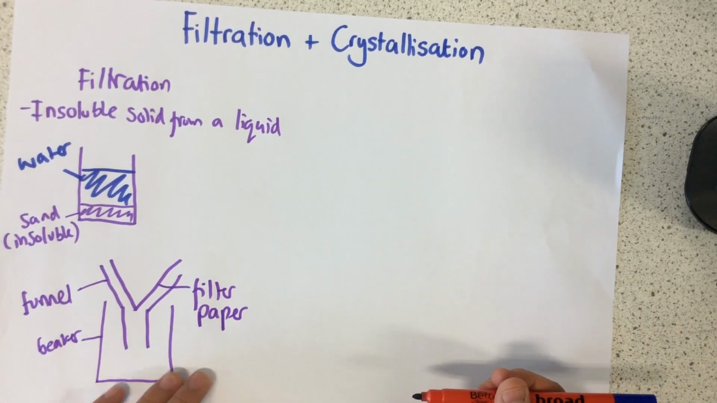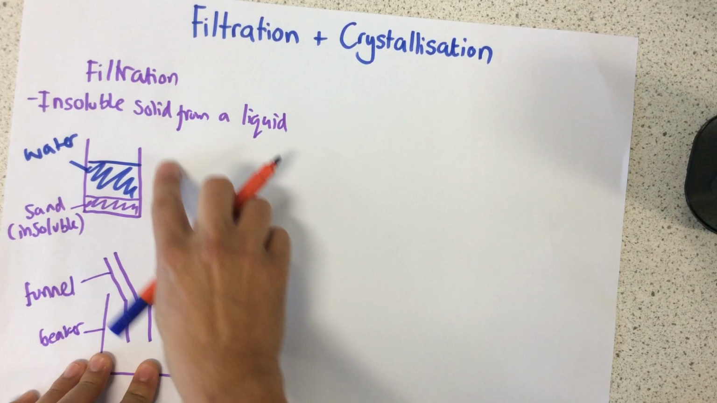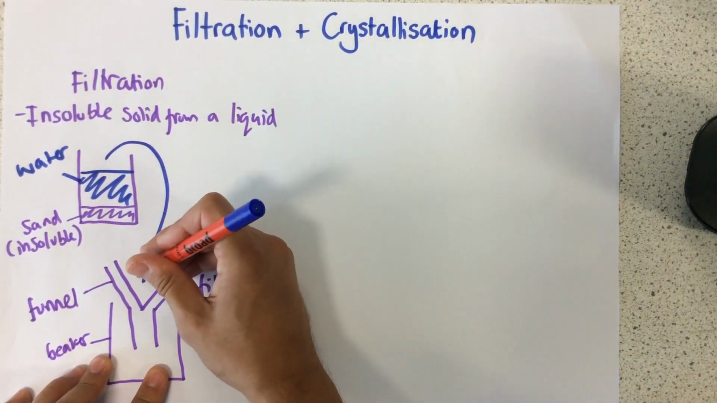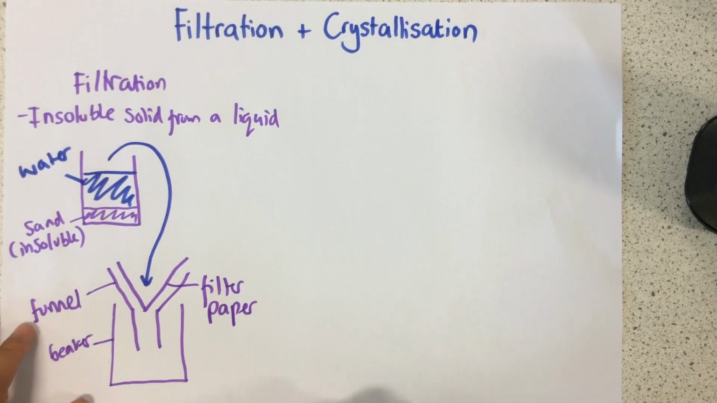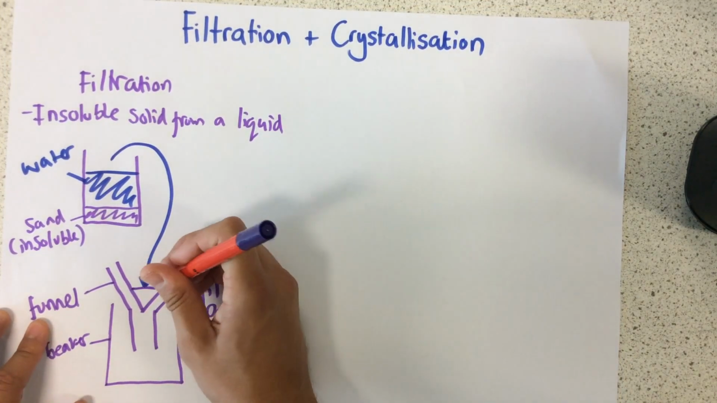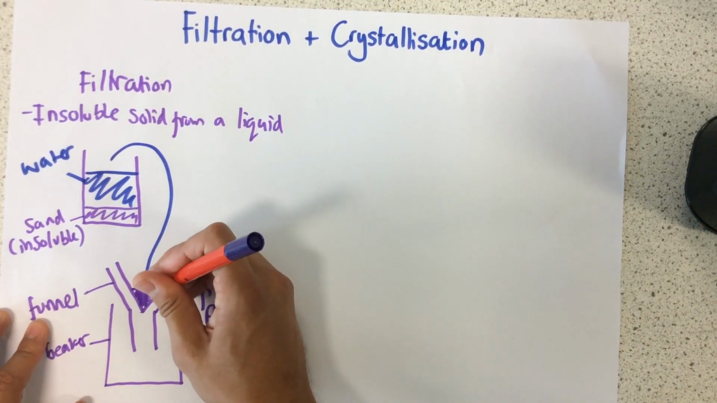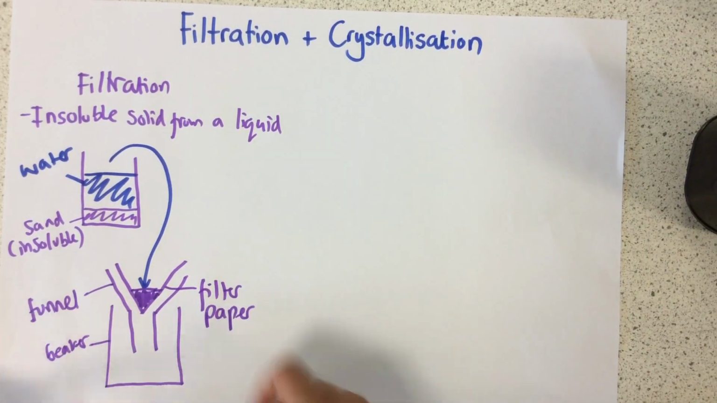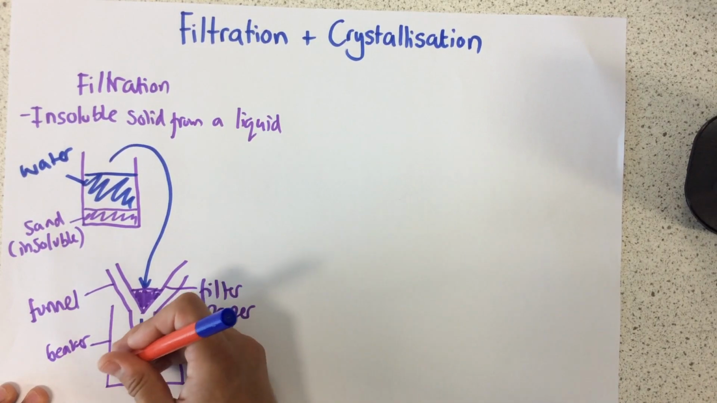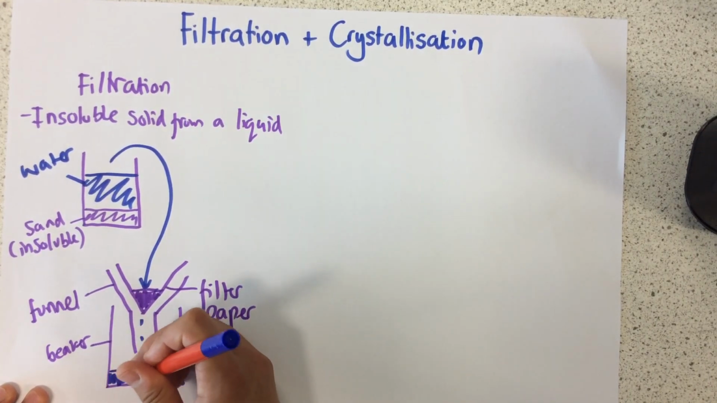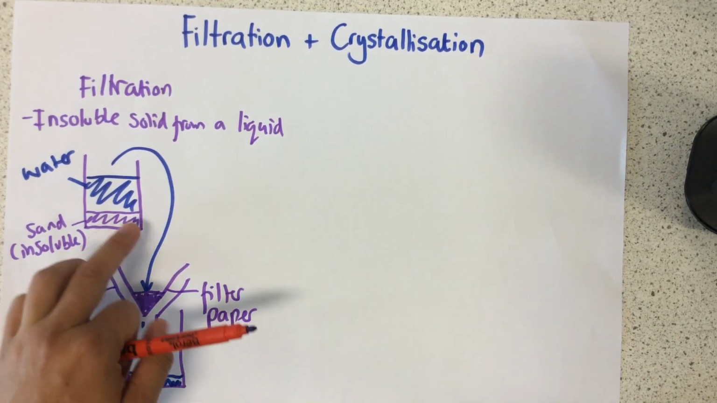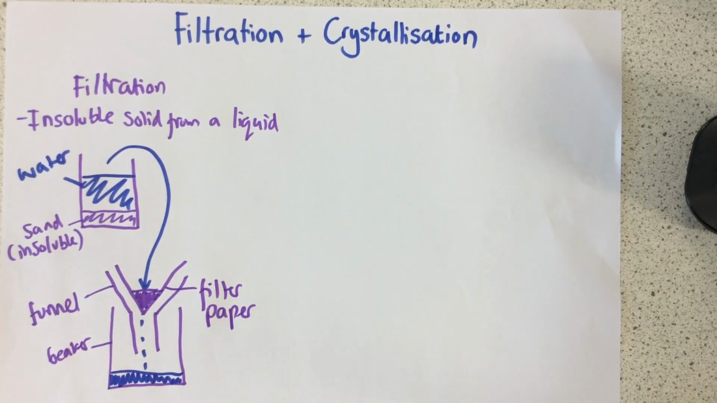So all you need to do is get your mixture of your insoluble solid and liquid, and you put it through there. Now, all of the insoluble solid is going to stay in the filter paper because it's too big to fit through, whereas the liquid will drip through and collect at the bottom. So you've beautifully managed to separate the insoluble solid from the liquid.